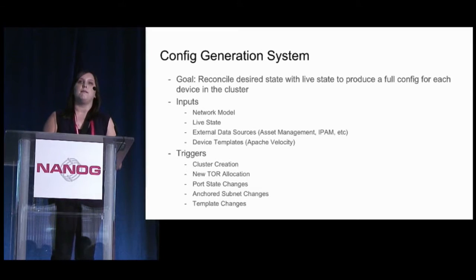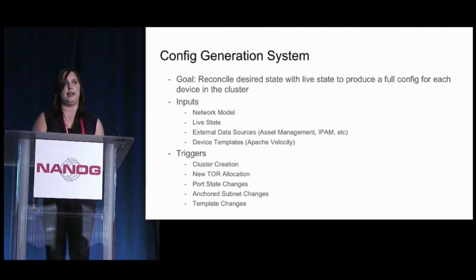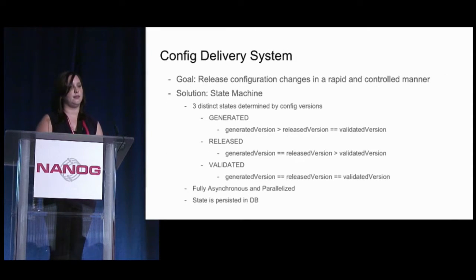But it's not enough to just have those inputs. We don't want our engineers to have to say, hey, system, go generate a config. We want that to happen automatically anytime a relevant change occurs. So we created a set of triggers that cause a new config to get created. Those triggers include things like the initial cluster creation, when we allocate new top-of-rack switches, any port state changes that we detect from our live state system, as well as subnet changes and template changes.